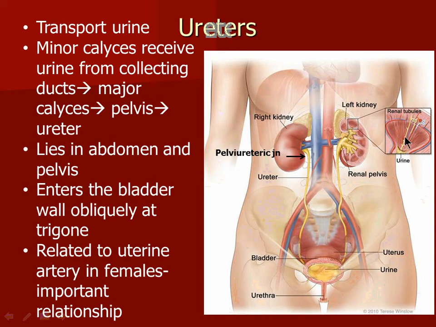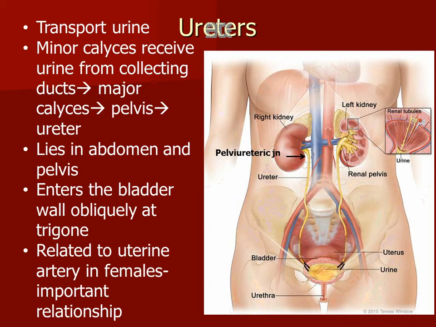As you can see here, the collecting ducts open through the papilla into the minor calyx, then into the major calyx, then into the pelvis, and then into the ureter. You can notice the ureter lying both in the abdomen and in the pelvic cavity, half and half. The ureter enters the bladder wall in an oblique fashion. What I mean by that is that part of it passes through the bladder wall.